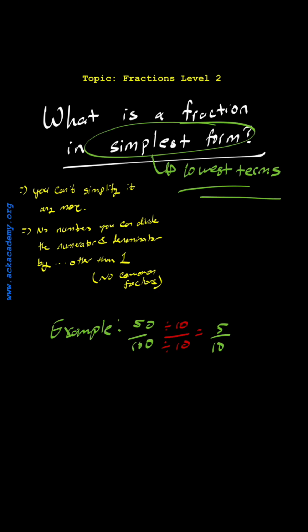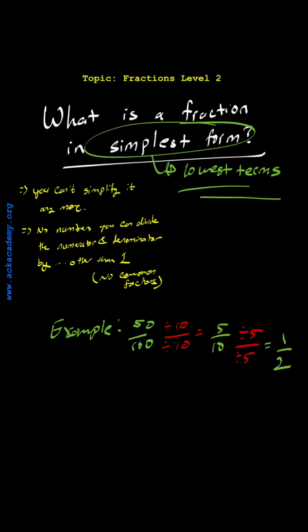Is there any number that I can divide the top and the bottom by, the same number, that'll get me a simpler version of this? And the answer is yes, there is. I can divide the top by 5 and the bottom by 5, and I'll get 1/2. So now 1/2 is its simplest form.